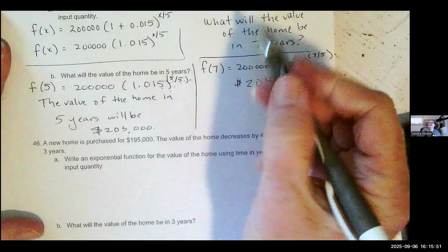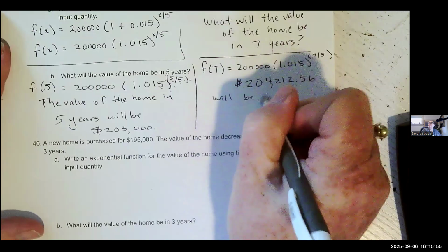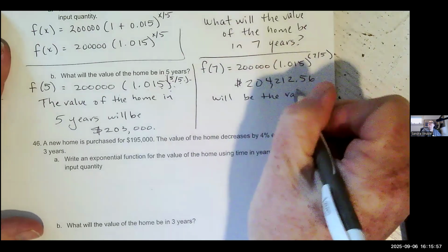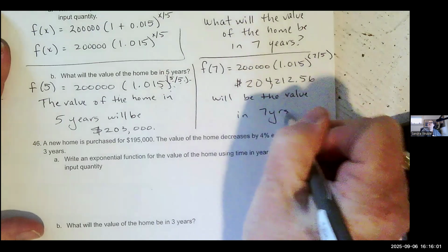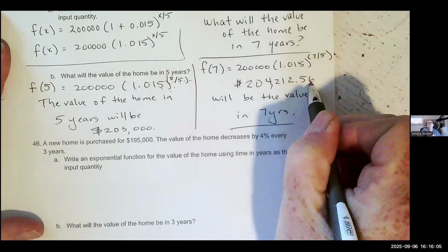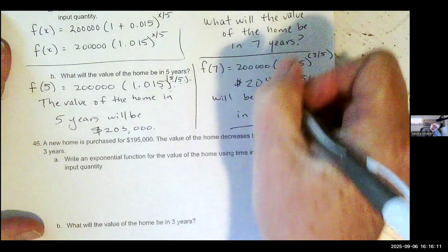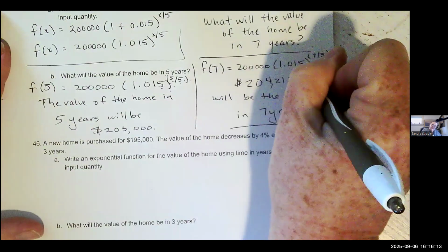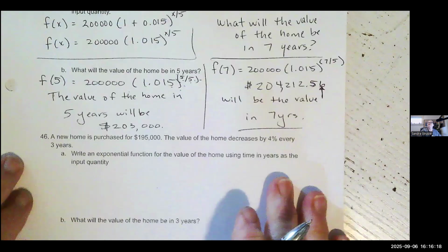Okay. The value will be, in 7 years. Please note, I went to the 100th place. It's American money. You have to go to the penny. And so you need to go 0.56. There's no options here. I will take points off if you do not. Let me know what questions you have on that. Let's go to the next piece.